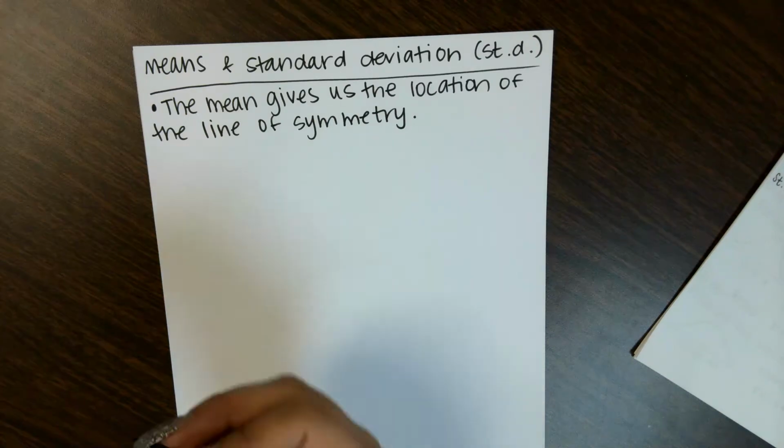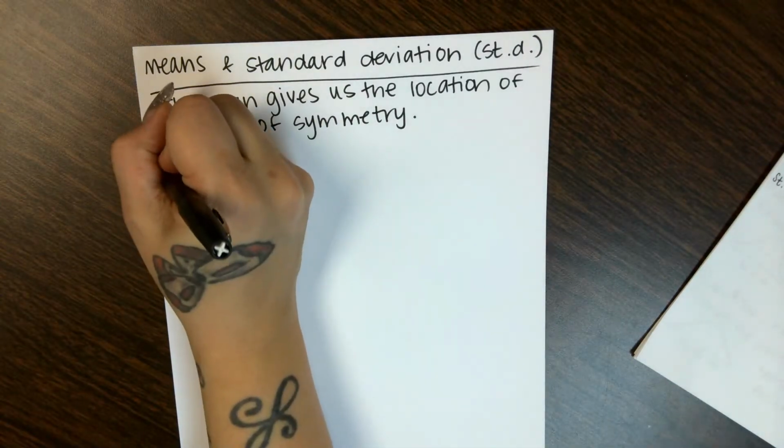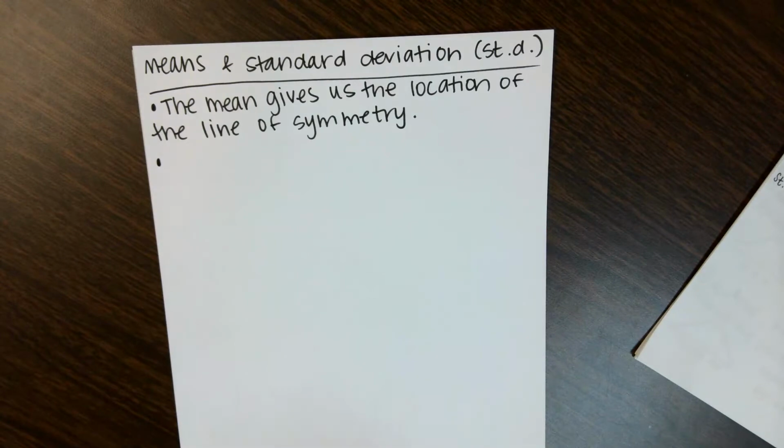Okay. The inflection points, but we're going to call them the standard deviation. The standard deviation describes the spread of the data.